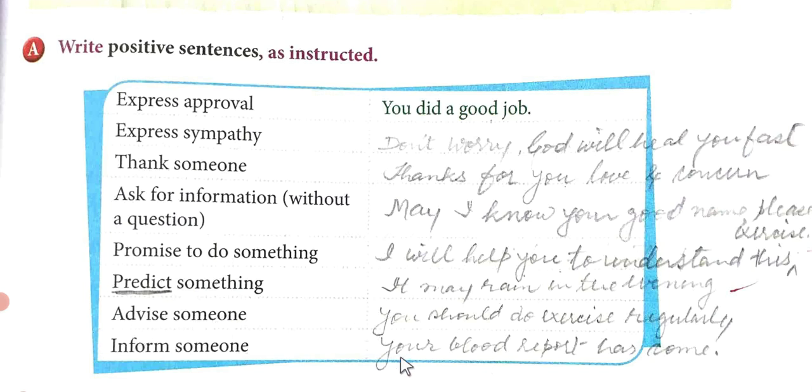Now giving advice to someone. Advise someone. That means you should do exercise regularly. You are giving advice to someone that you should do exercise regularly. Inform someone. Now information has to be given to somebody. So you can inform like this, your blood report has come.